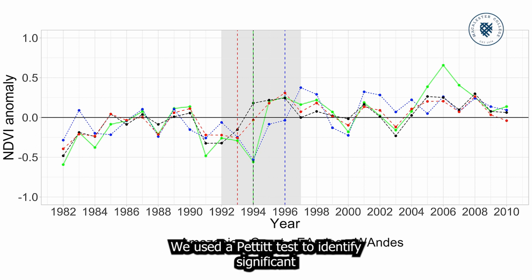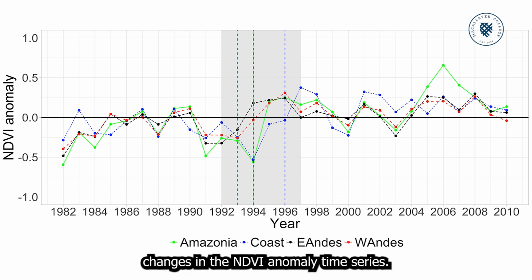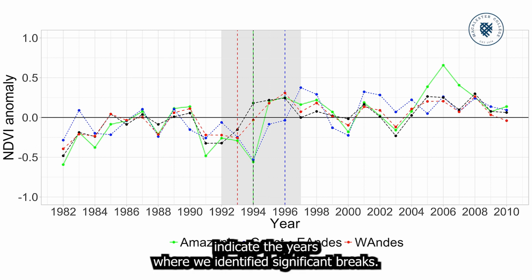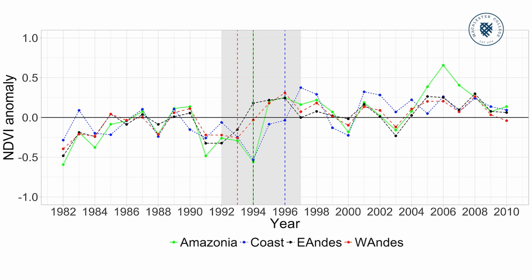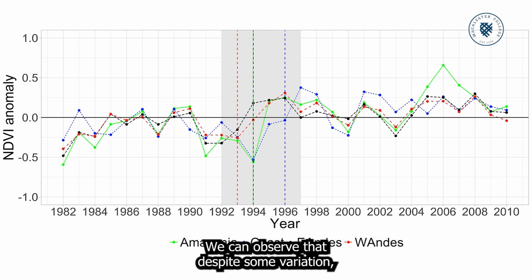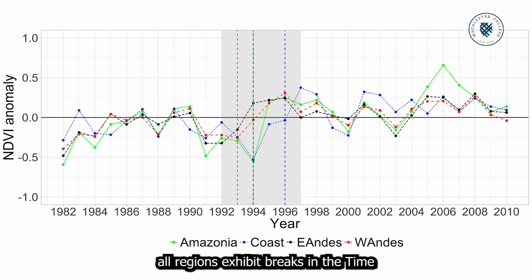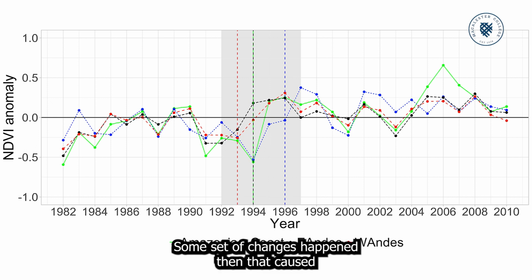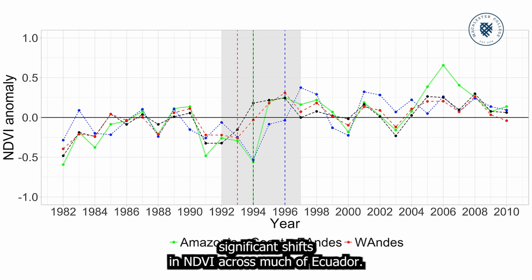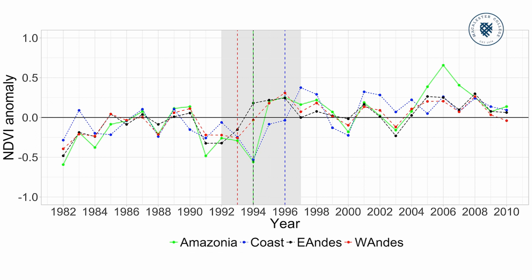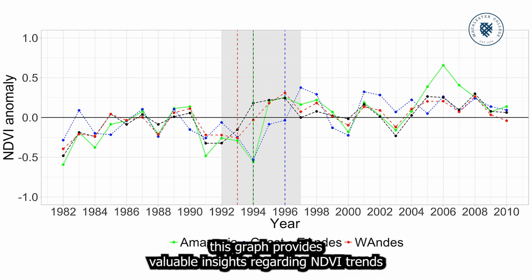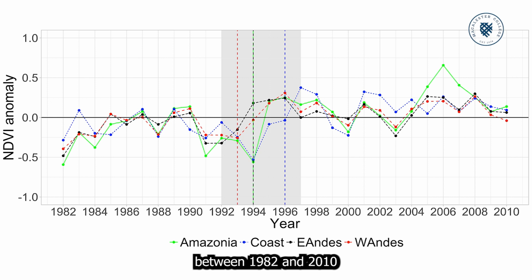We used the Pettitt test to identify significant changes in the NDVI anomaly time series. In this graph, the dotted vertical lines indicate the years where we identified significant breaks. We can observe that despite some variation, all regions exhibit breaks in the time series around the mid-1990s. Some set of changes happened then that caused significant shifts in NDVI across much of Ecuador. In summary, this graph provides valuable insights regarding NDVI trends between 1982 and 2010 in different regions of Ecuador.